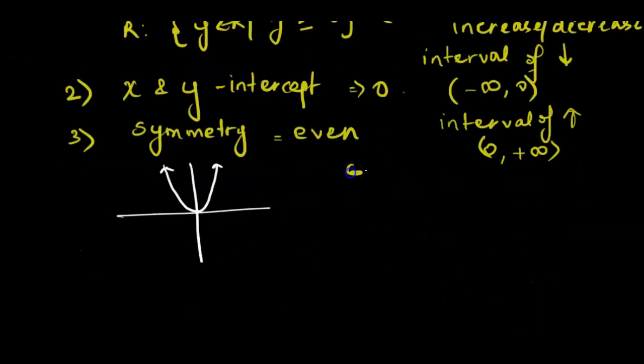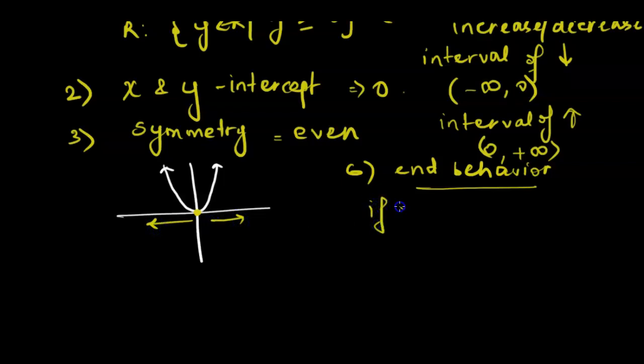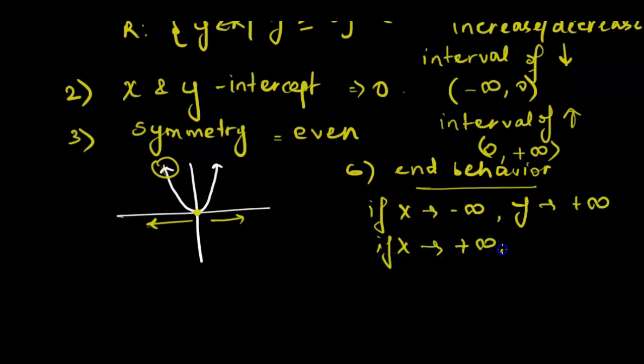Next characteristic that we have to write down is end behavior. For end behavior, we start walking from the middle towards the two ends. So we always write the answer this way. If x approaches negative infinity, what happens to the y? It is going up, up, up. So y approaches positive infinity. Similarly, if x approaches positive infinity, that is this way, y is still going up. So y approaches positive infinity again.